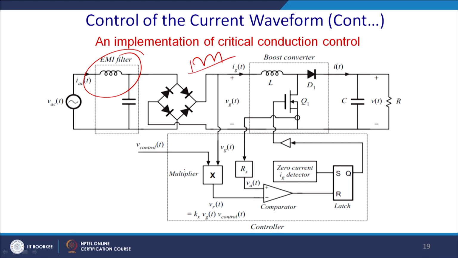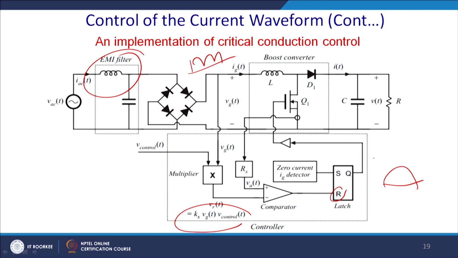Thereafter you sense it, multiply it, and you have a k_g and the same thing. What happened is you have a zero crossing detector. So the current will be allowed to ramp on until it touches this envelope. So, it has an envelope.